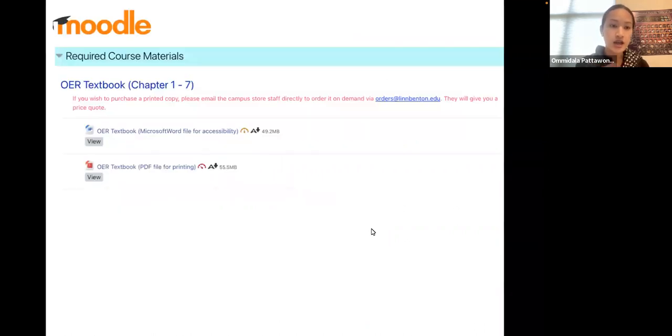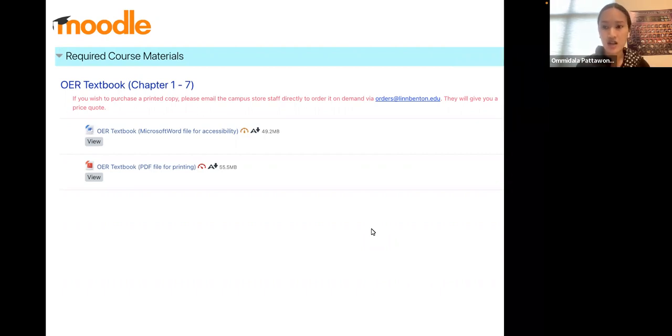And so here is where you can find the OER textbook. Under required course material, you can click on one of these two files. One is for accessibility, it's content hyperlink. The page number might not be the same as what is listed on the table of content because it got shifted, but you have the link to click on to a certain topic. The second one is the OER textbook in PDF format. This one is good for printing if you want to print it out, or you can order it to be printed through the campus store as well.